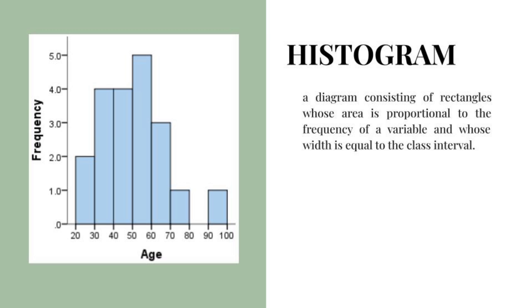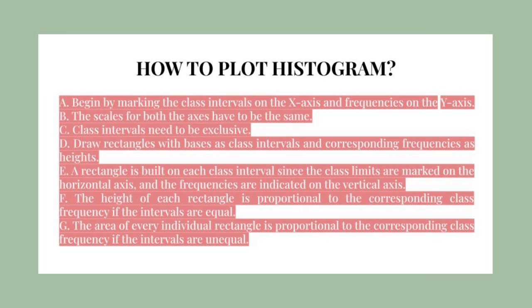In other words, a histogram is a diagram involving rectangles whose area is proportional to the frequency of a variable and width is equal to the class interval. How to plot a histogram? You need to follow these steps to construct a perfect histogram. Letter A. Begin by marking the class intervals on the x-axis and frequencies on the y-axis.